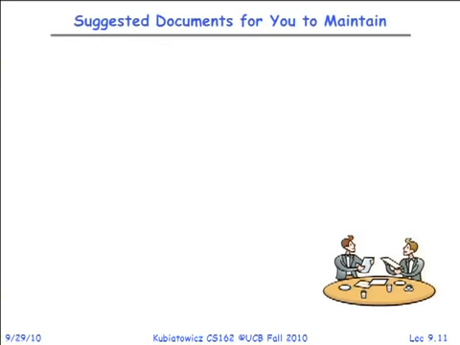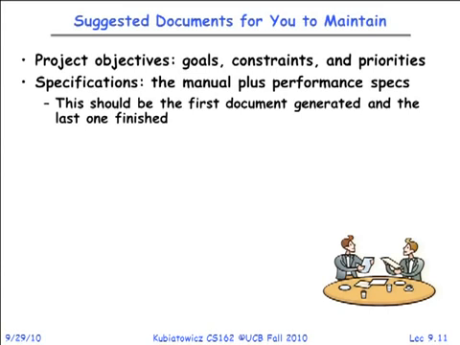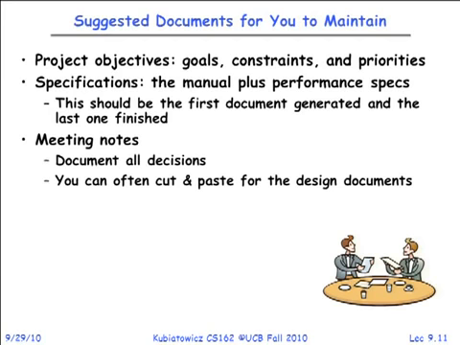So some suggested documents, maybe objectives, goals, constraints, priorities, specs. What are you actually doing? That's probably the first thing you should do. Meeting notes. How many of you took notes at your meetings? Anybody? Okay, notes are a good idea. If you were to take electronic notes and post them somewhere where your group can see them, that sounds like a good plan.